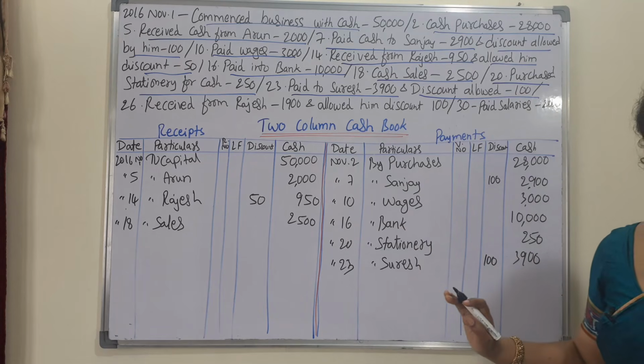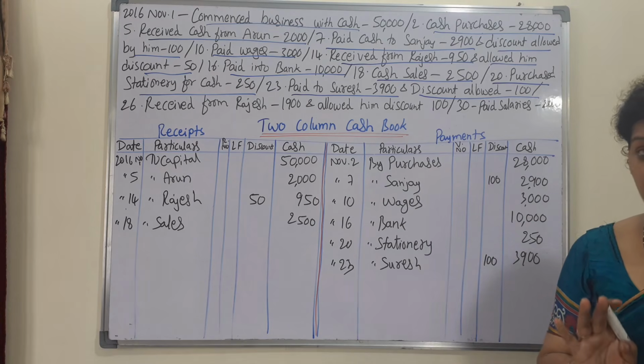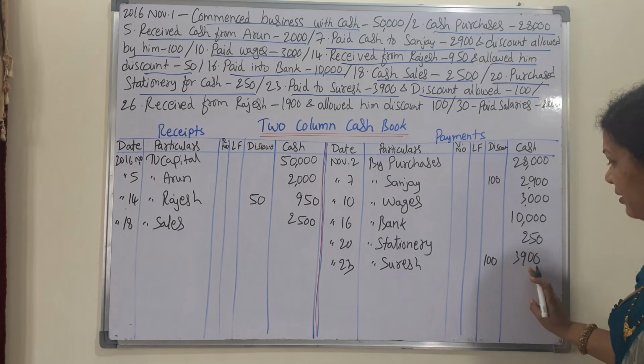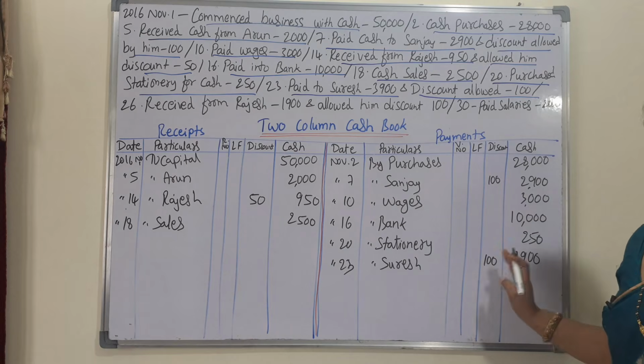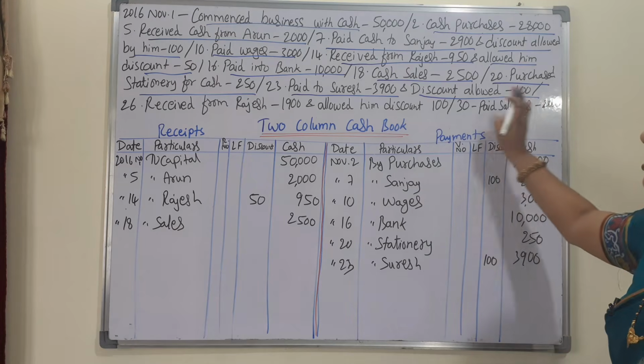The transaction shows that in fact we have to pay 4000 to Suresh. Suresh said, I'll give you a discount of 100 rupees, pay me 3900 only. So I have paid 3900 only. In return, I got a discount of 100 rupees. Okay, so this is Suresh.